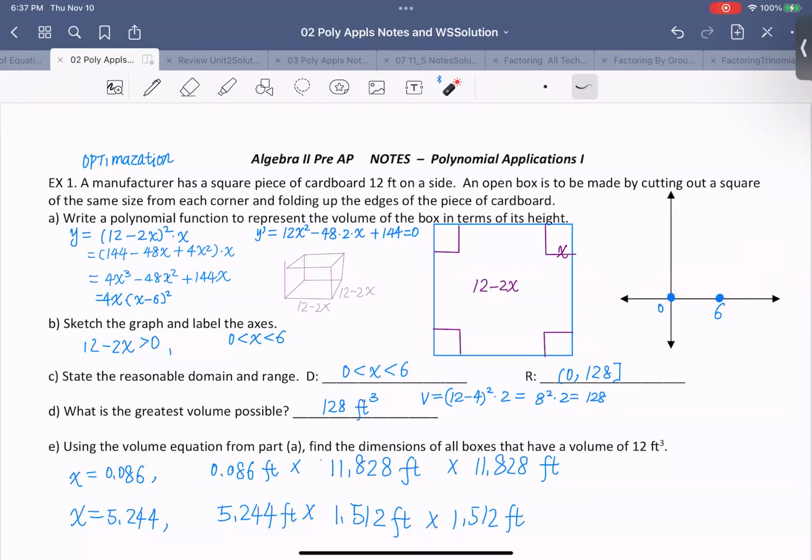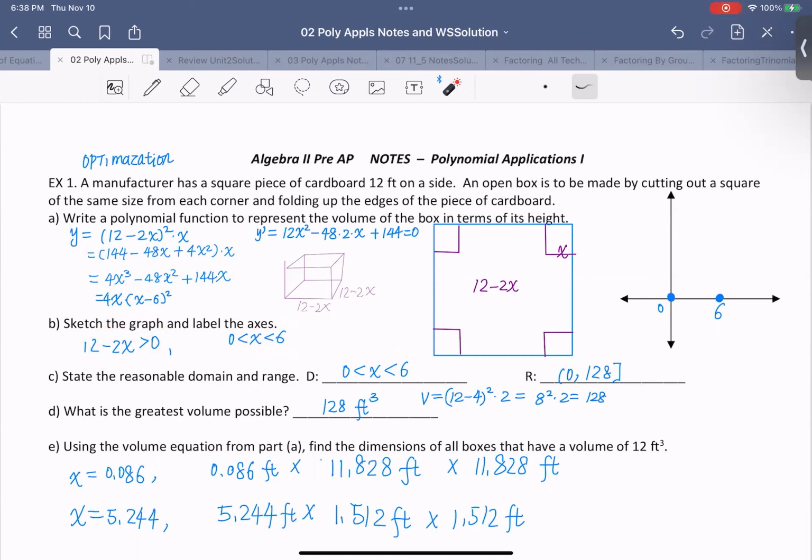But you have to keep in mind, this is a real world question, so you have to make it true. That means if you want to form a box, all three sides have to be positive. So the height x has to be greater than 0, and 12 minus 2x also has to be greater than 0. And then you solve this one. x will be less than 6.